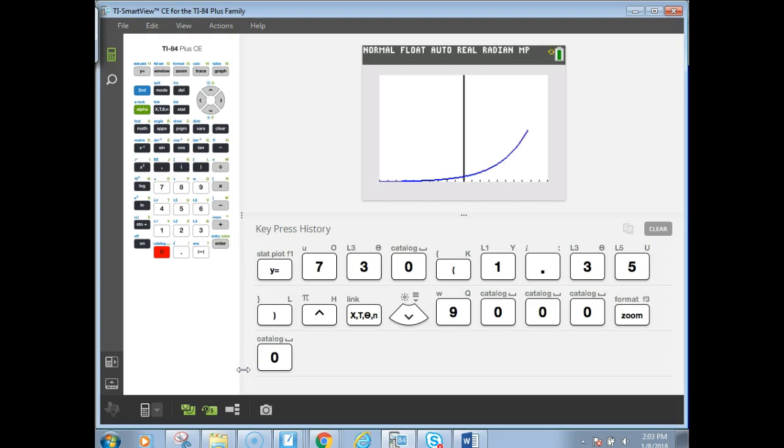There's the increasing value, the bacteria is going up, up, up and away. And now the 9,000, that's your horizontal line. So we're going to find the intersection.